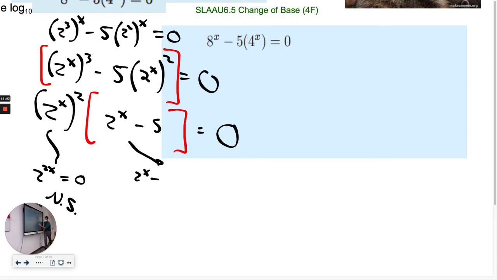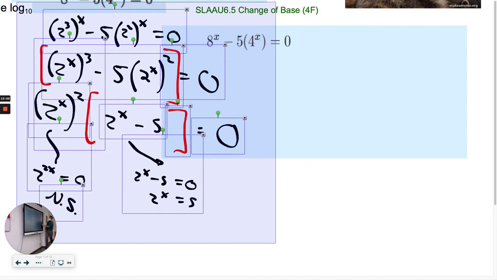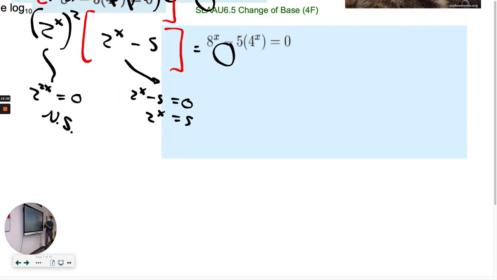One is 2^x minus 5 equals 0. Kick the 5 over and then bash it with a log. So log base 2 of 5.